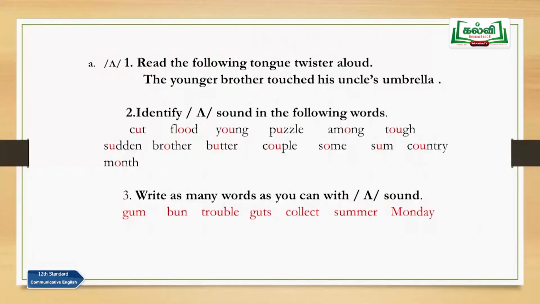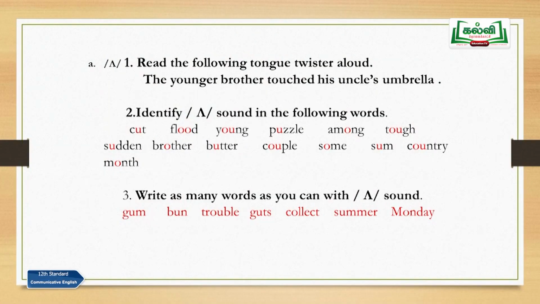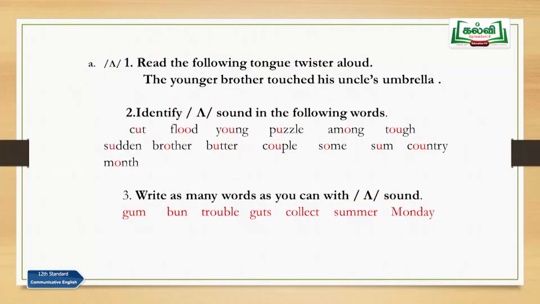Now you've got a tongue twister. Read it aloud. When you read it slowly, there will be no problem at all. Only when you repeat it at a faster pace do you tend to fumble and mix up the sounds. The younger brother touched his uncle's umbrella, right? I'll repeat it. The younger brother touched his uncle's umbrella.